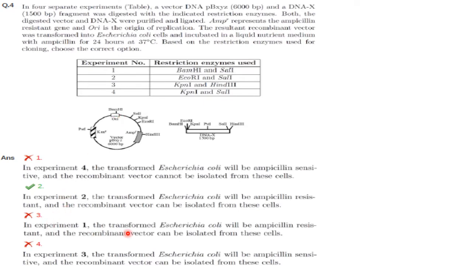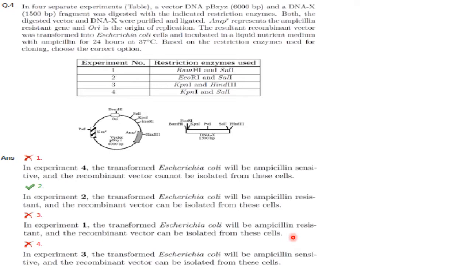So in experiment 1, the transformed E. coli cell will be ampicillin resistant. Yes, because HIN3 region is not cut, so ampicillin resistance will be there. And the recombinant vector can be isolated from these cells? You cannot isolate the recombinant vector, because the recombinant vector will not be able to multiply and cannot be isolated. Why? Because the ORI is restricted.